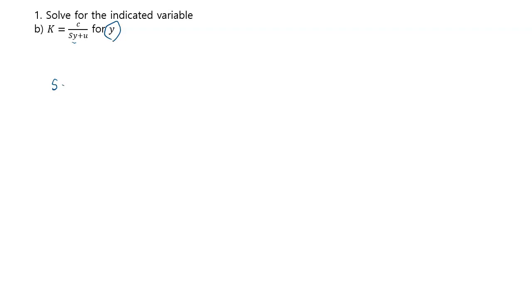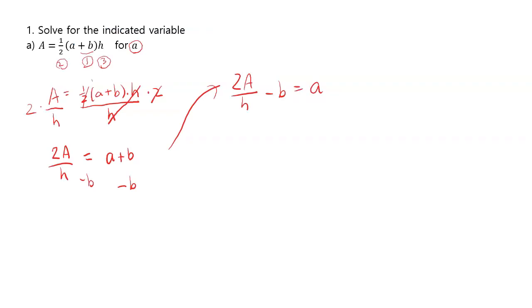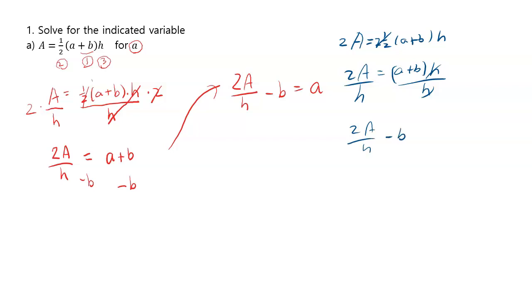that fraction. In fact, in the previous question, since we had this fraction, you could have started the question by saying you have a fraction, and fractions are evil, you don't like them, so we multiply it by 2 both sides, and they cancel, and you have 2a equals a plus b times h, and then you can start solving by dividing by h, and then subtract b. You'll get the same answer that way.